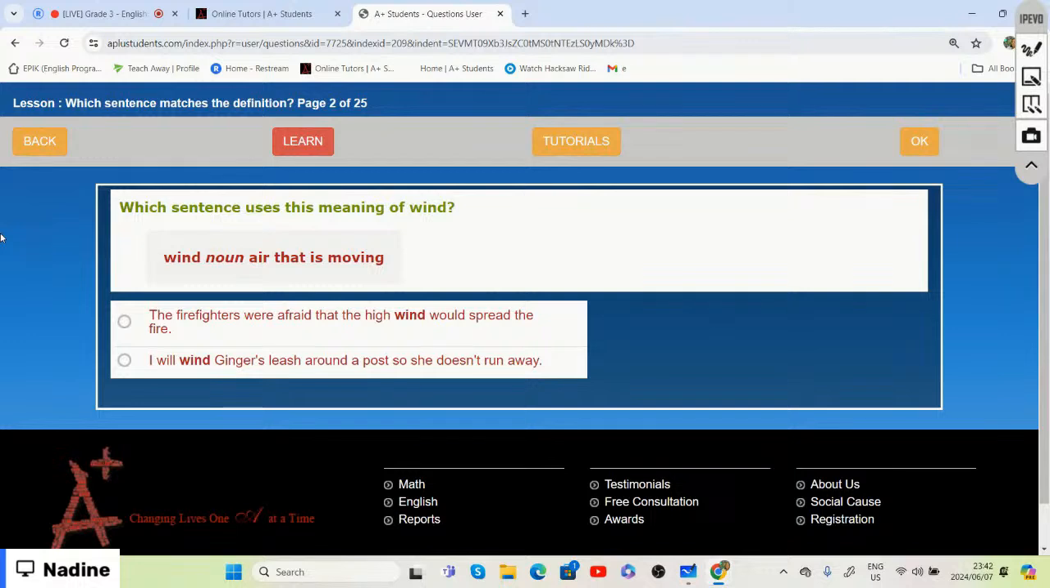So we said that we have wind, which is the air that is moving. So air that is moving can either be very light, so you don't even sometimes feel it, or it can be a lot, right? It can be very bad. So the firefighters were afraid that the high wind would spread the fire, or I will wind Ginger's leash around a post so she doesn't run away.